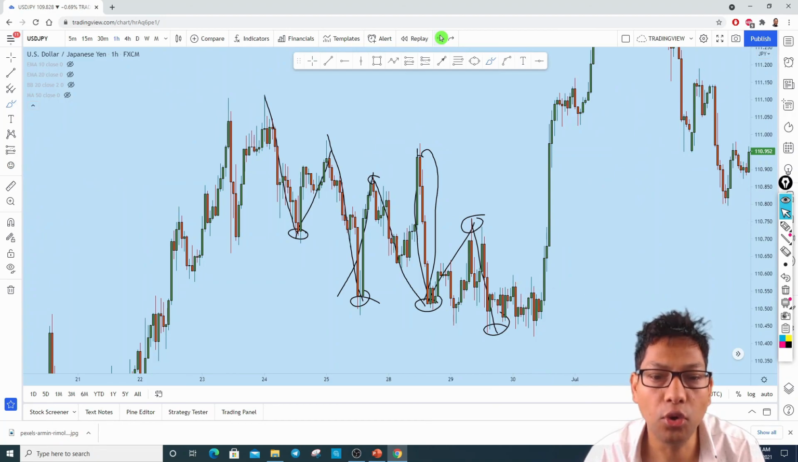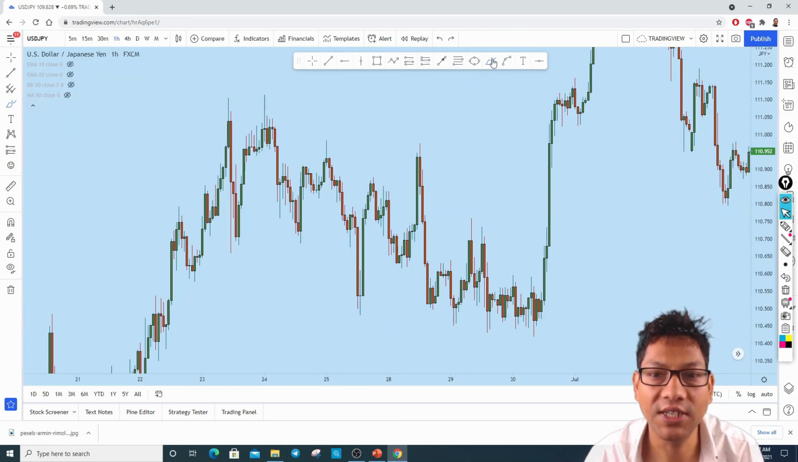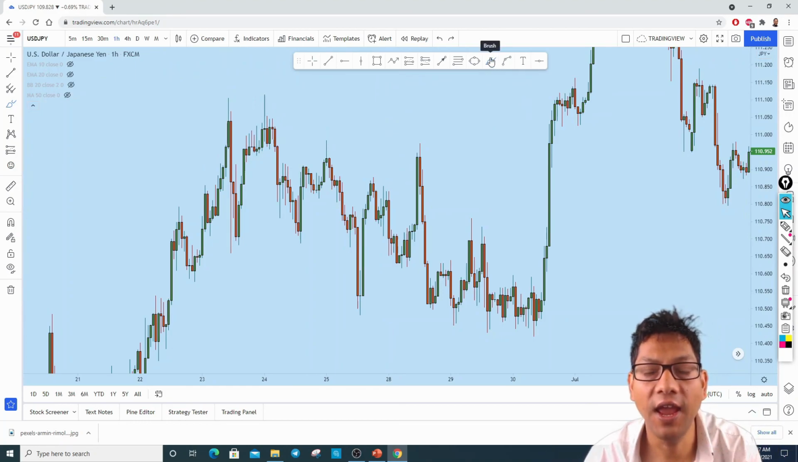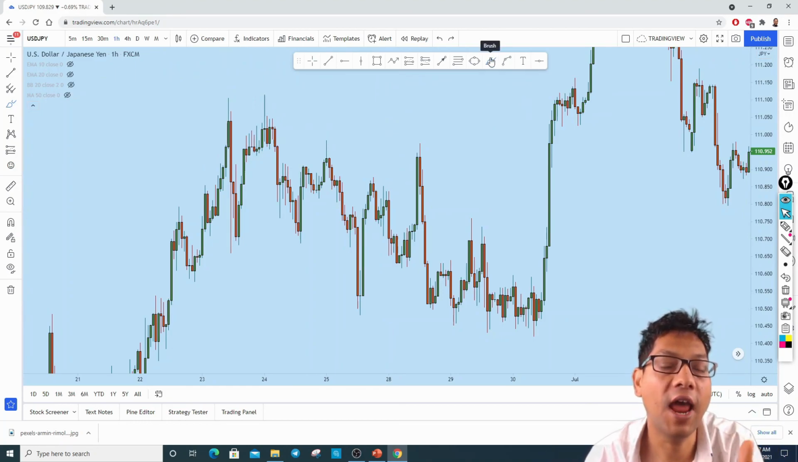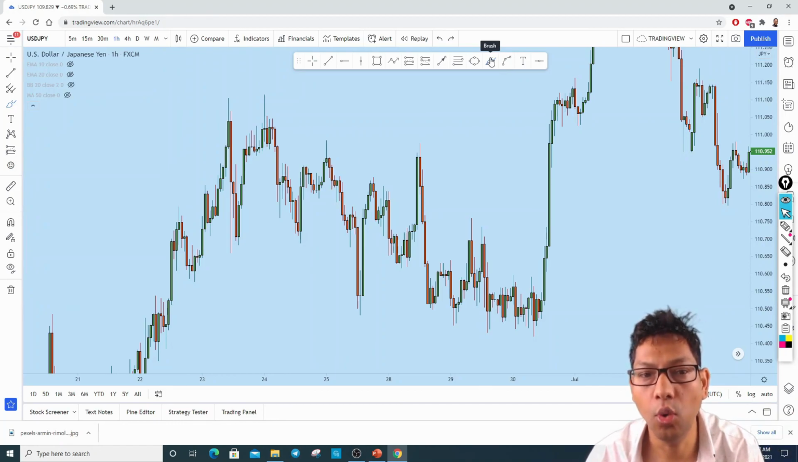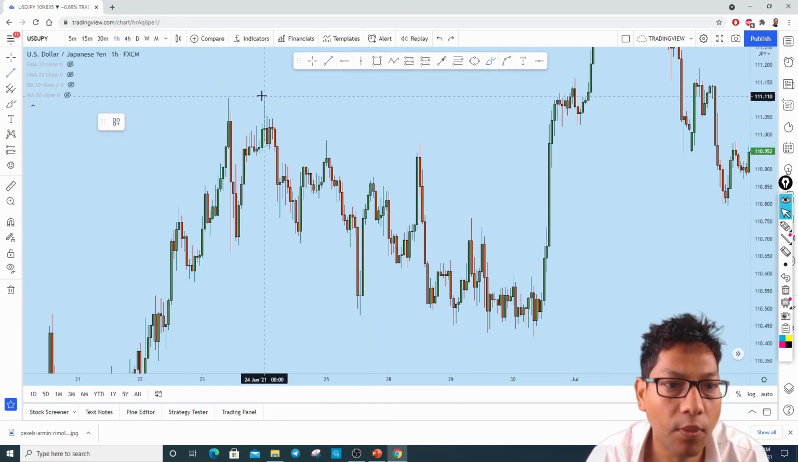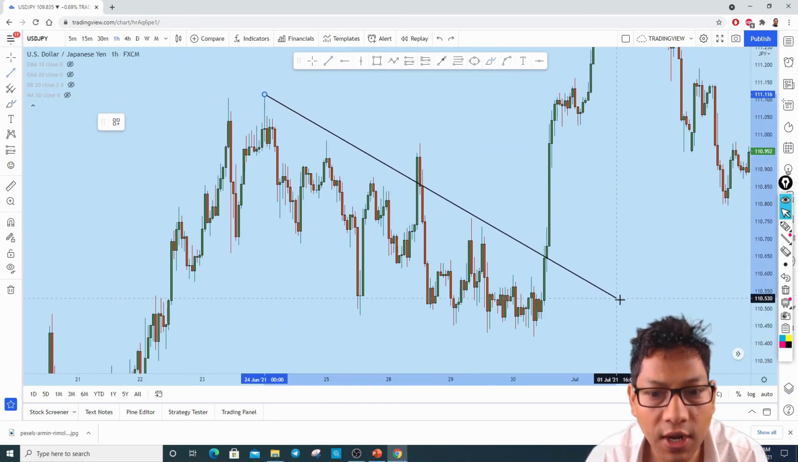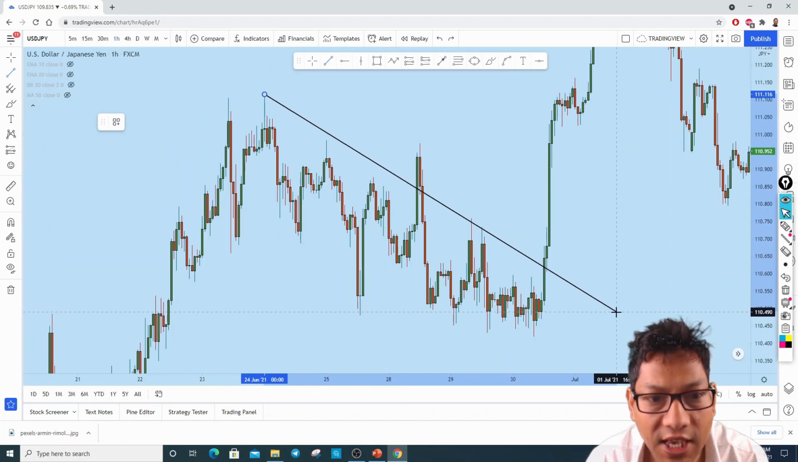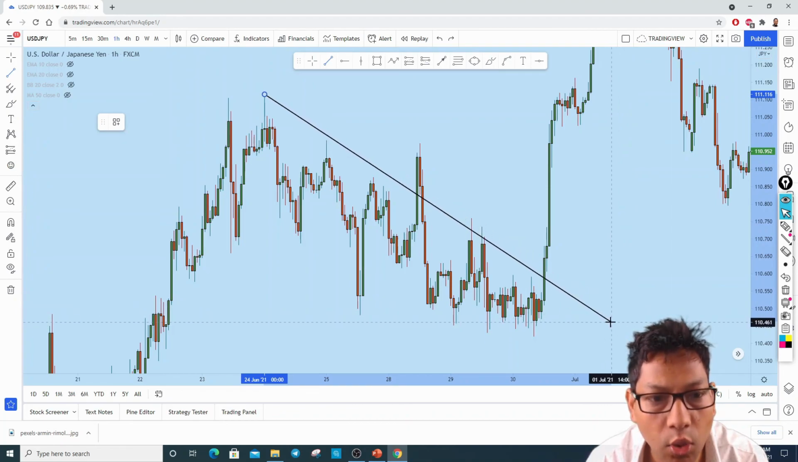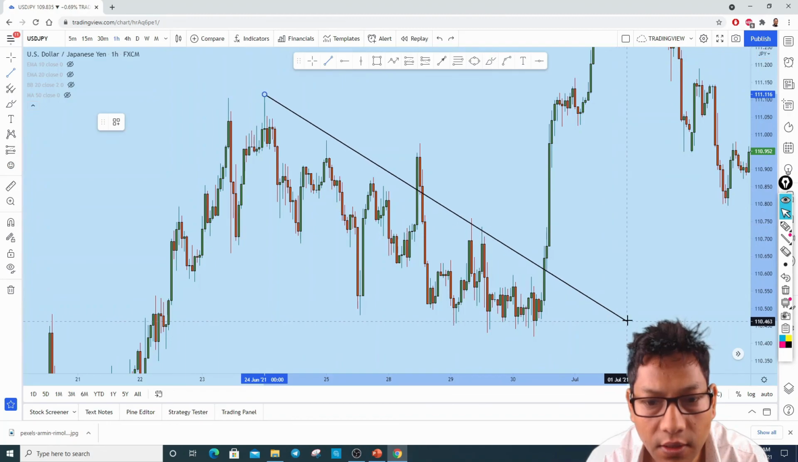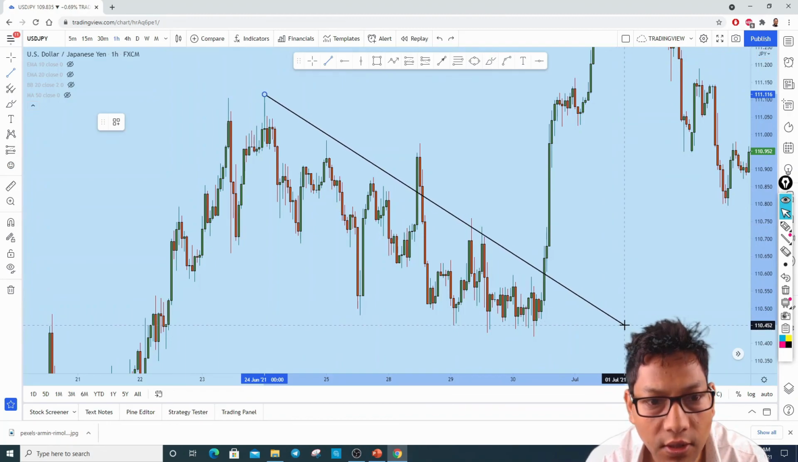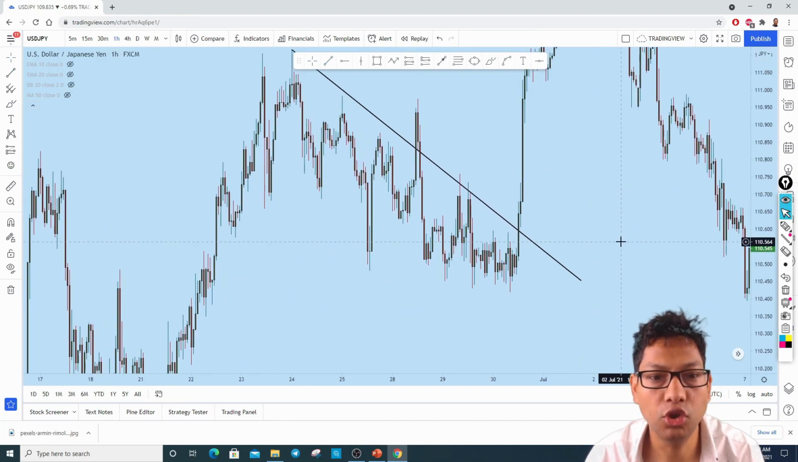Now, how do you draw this trend line? First of all, as I told you, you need to identify the market structure. Either it is creating a higher high and higher low, or lower high and lower low. So it is creating a lower high and lower low. So starting from here, as I told you, first you will connect all the wicks, as many as possible. So if you want to connect all the wicks, so this is the zone connecting most of the wicks of the candle.